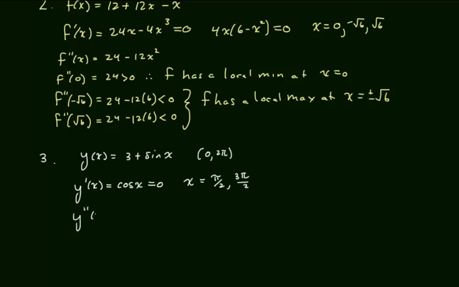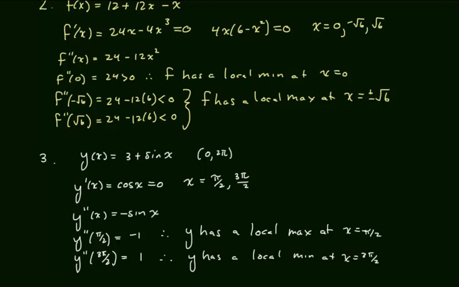The second derivative is equal to negative sine of x. The second derivative at pi over 2 comes out to be -1, and the second derivative at 3 pi over 2 comes out to be +1. Therefore, y has a local max at x equals pi over 2, and y has a local minimum at x equals 3 pi over 2. And of course you could have answered that without even having to do any calculus. That curve would have gone like this. It's just the sine curve shifted up 3 units, and we can see that the maximum occurs at x equals pi over 2, and 3 pi over 2 for the minimum.